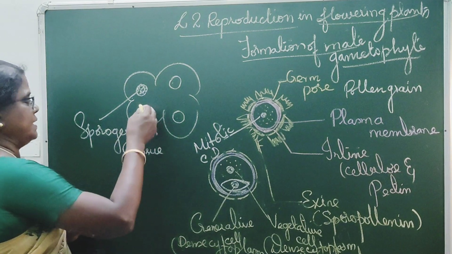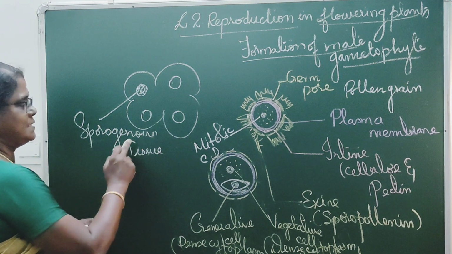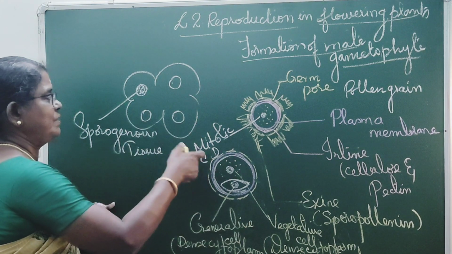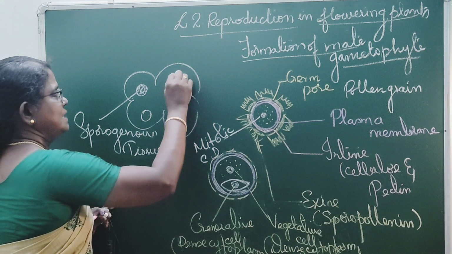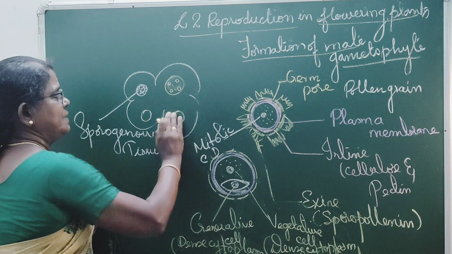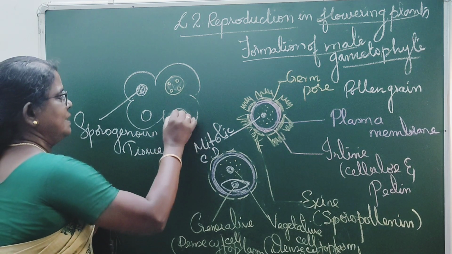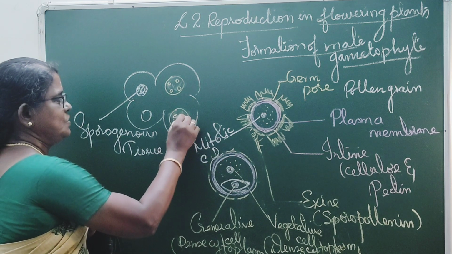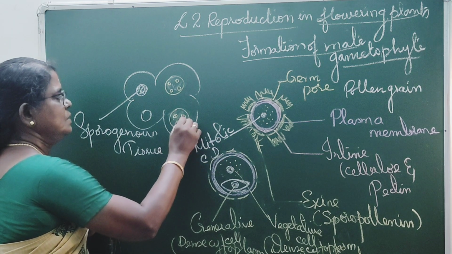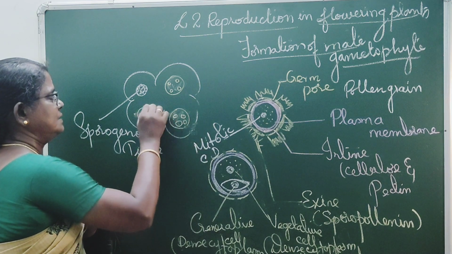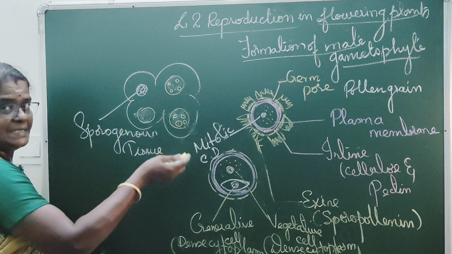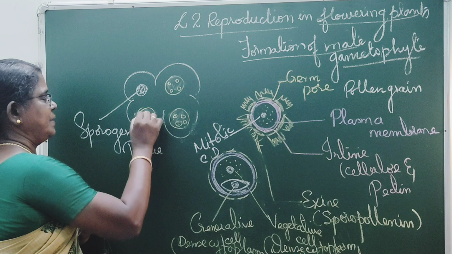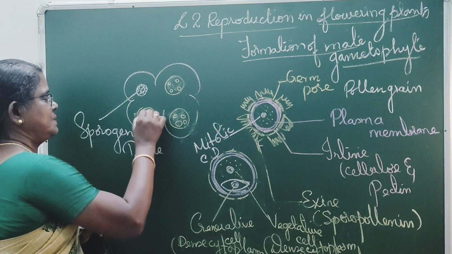Here you see, this is the sporogenous tissue. The cells of the sporogenous tissue develop into pollen grains. After developing, the microspores are separated, moving away from each other. Then mitotic cell division takes place, so two cells are forming. The pollen grains become two-celled stage. After that, membranes are developing, the outer membrane and all these membranes develop.